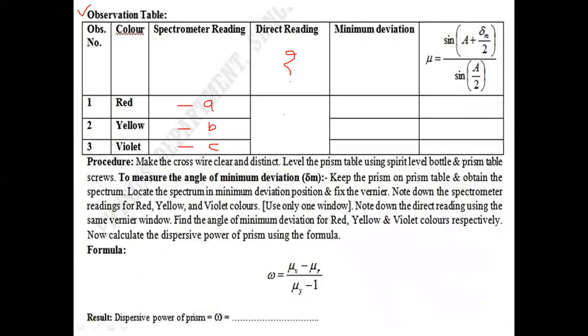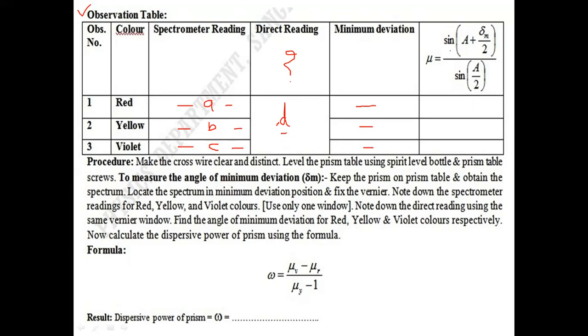So write the direct reading here, and then take the difference of this direct reading and the red color, write the difference over here. Then take the difference of the direct reading and the yellow color, write the difference over here. Then take the difference of the direct reading and the violet color, write down the difference over here.